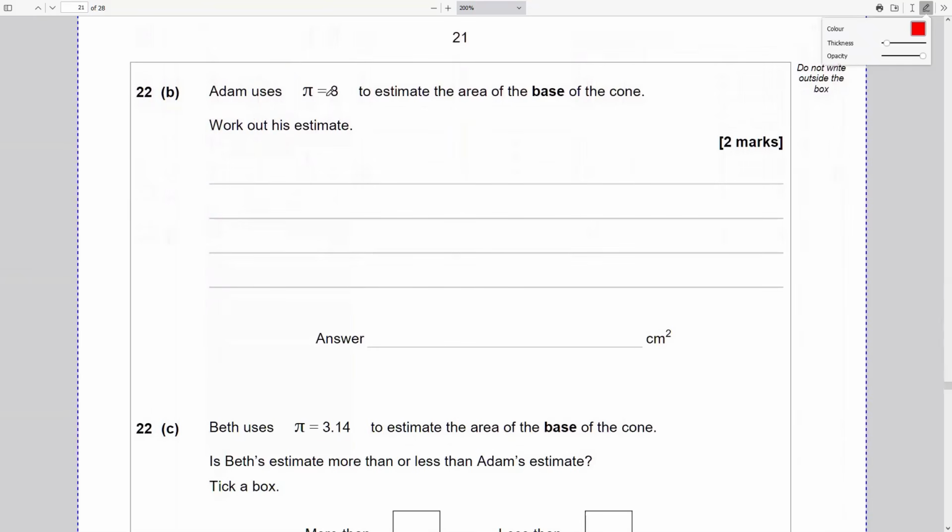Adam uses pi equals 3 to estimate the area of the base of the cone, work out his estimate. So we've got to know the formula for the area of a circle, which is pi r squared. So the answer is going to be, so it's 3 for our pi. Our radius was 5, so 3 times 5 squared equals 75 centimeters squared.